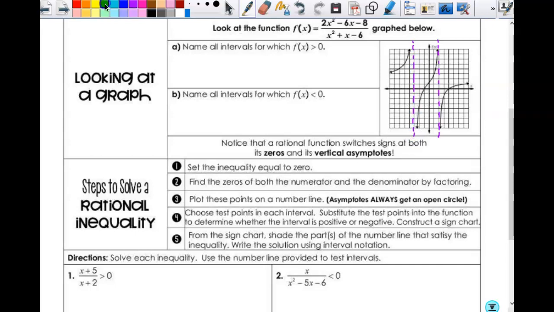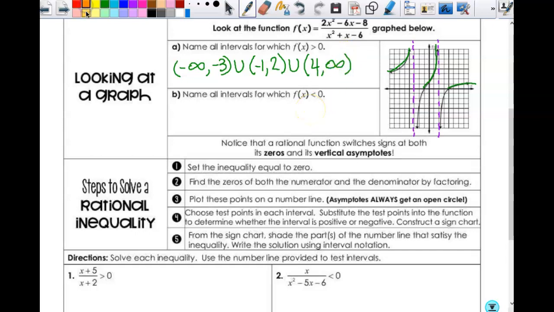And then it says to name the intervals for which f of x is greater than 0. Well, it's greater than 0 here, here, and here. So those intervals are negative infinity to negative 3. And I don't include them because if it's an asymptote, you cannot include it. Plus it says greater than, so we're not using that either. And then it's positive from negative 1 to 2. And then from 4 to infinity.